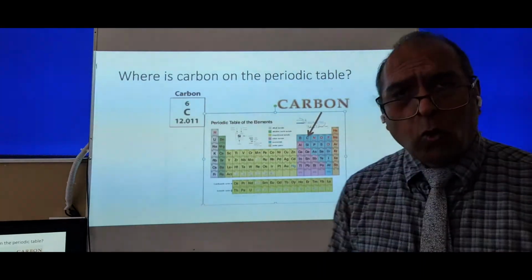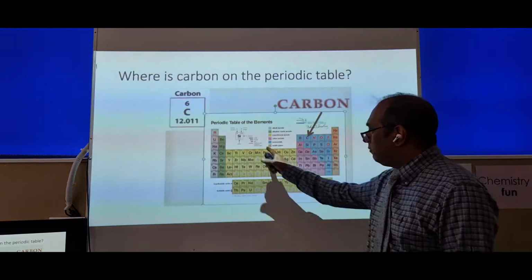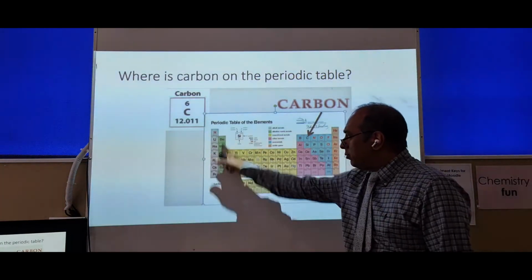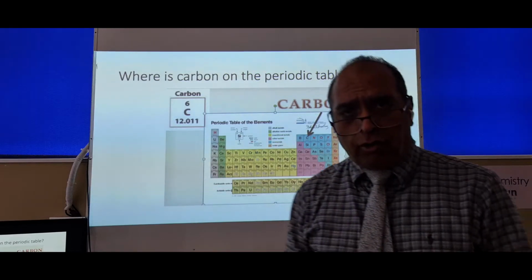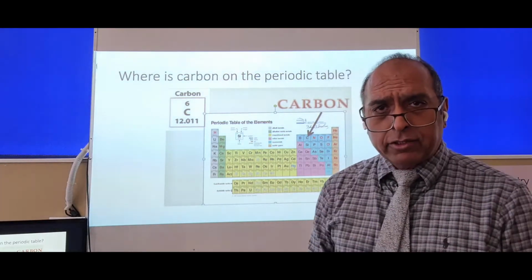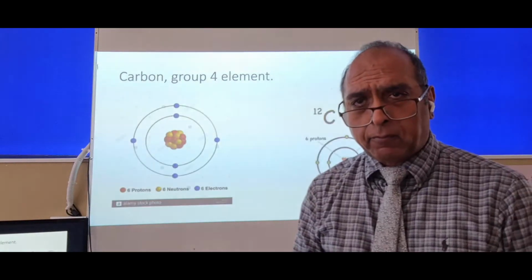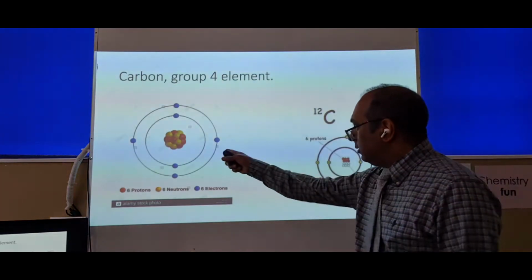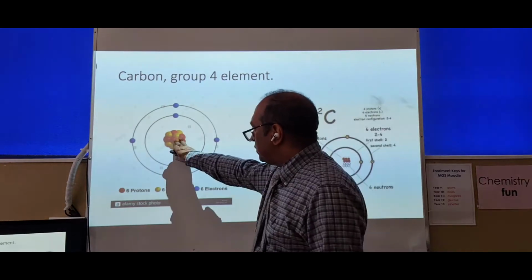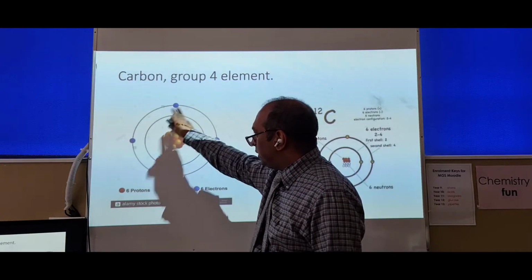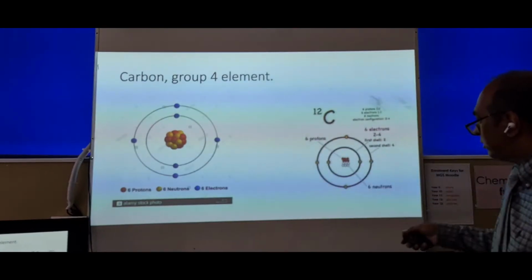So first, whereabouts is carbon on a periodic table? If you look at a periodic table, group 1, group 2, group 3, it's there, carbon. It's in group 4. Now group 4 means 4 electrons in the outermost energy level. An atom of carbon and an atom of carbon. I've just picked 2 images off the internet. This one, 6 protons, 6 neutrons, 6 electrons. Similarly here, 6 protons, 6 neutrons, 6 electrons.